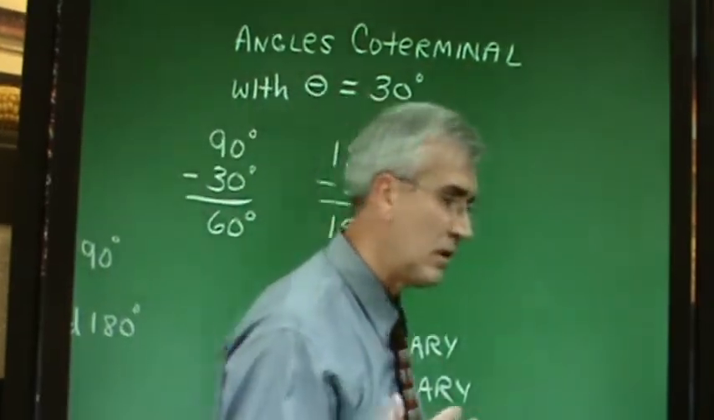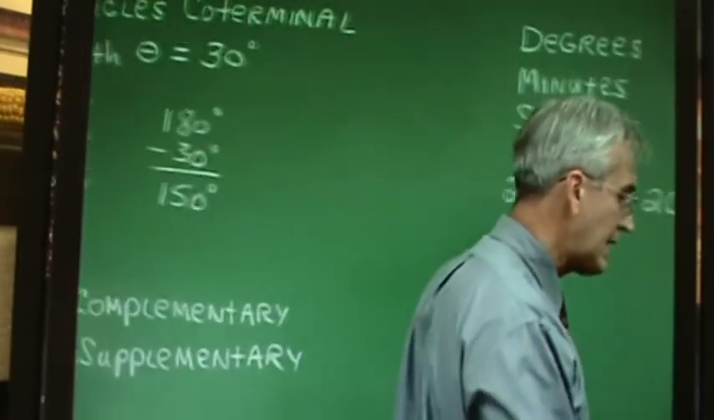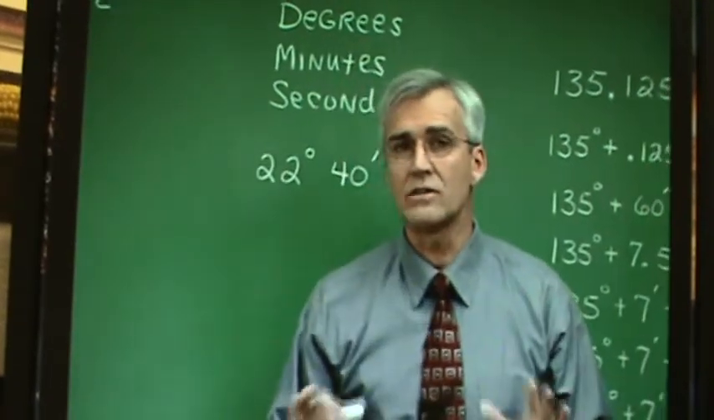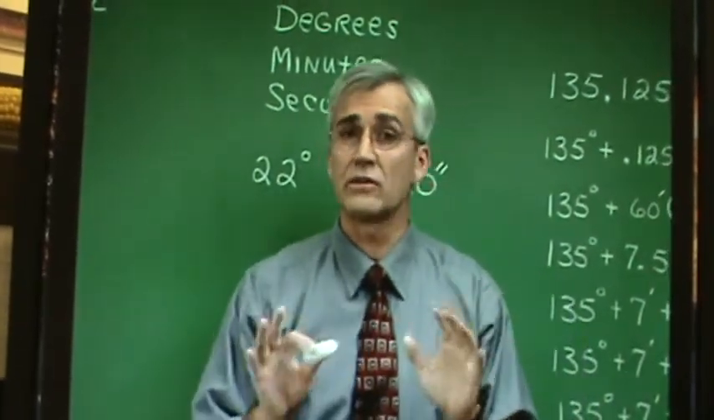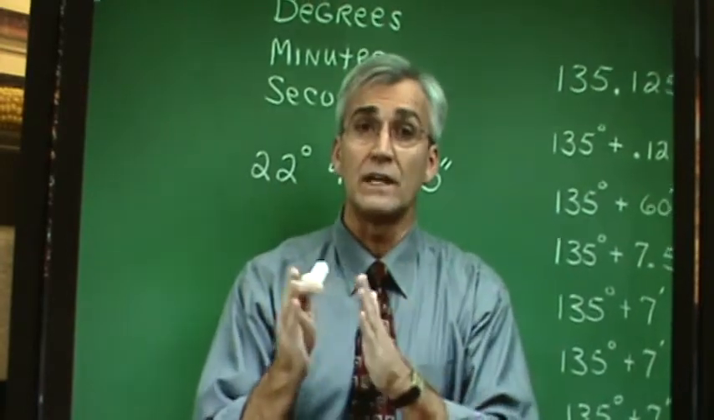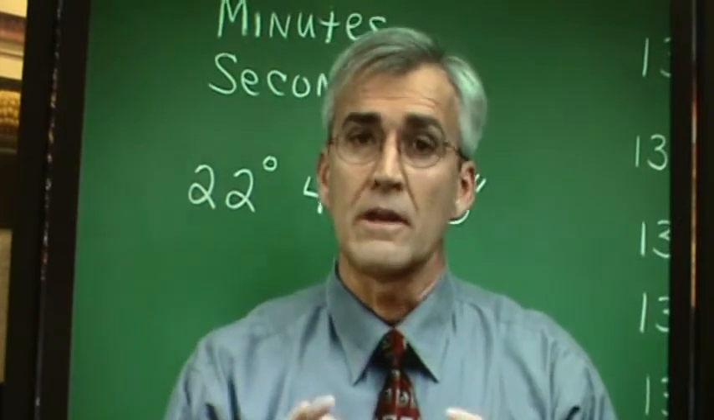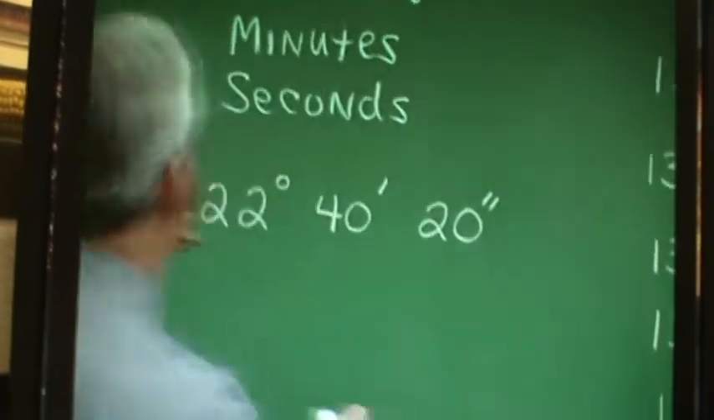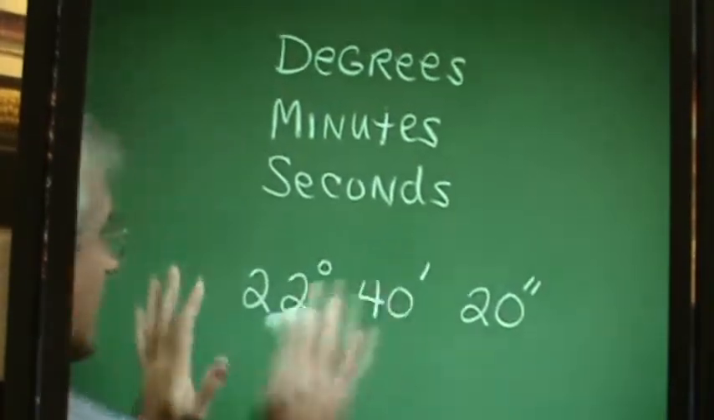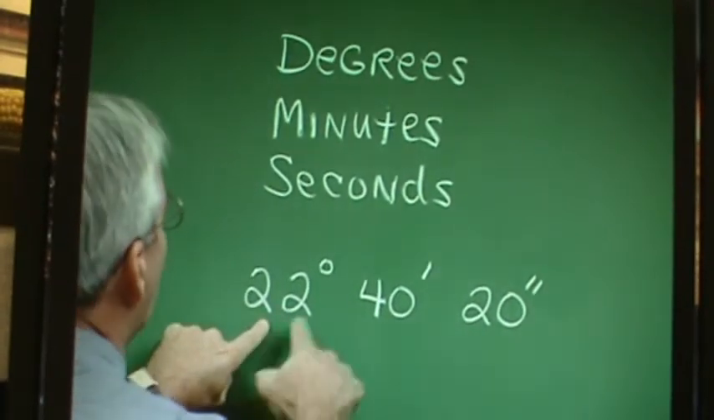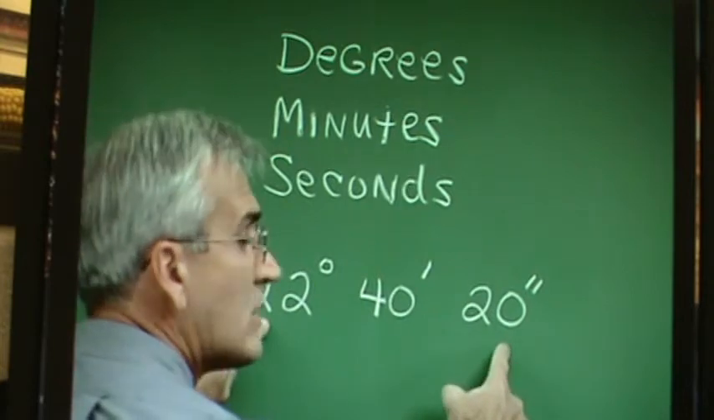Now, sometimes more accuracy is needed than just the single degree, and it's for that reason that degree measured angles are divided into smaller units called minutes and seconds. If we're talking about a very, very accurate measure, it would be 22 degrees, 40 minutes, and 20 seconds.